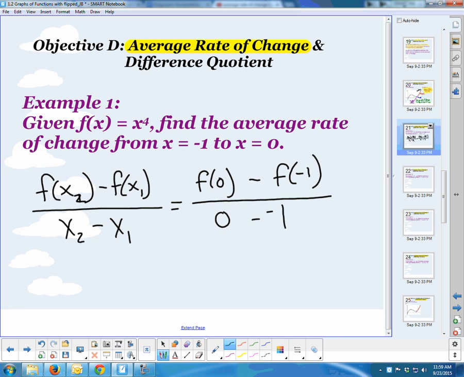It's going back to function evaluation, being able to put something into a function and simplify it. F of 0, well, our function is f of x equals x to the 4th. So f of 0 will be 0 to the 4th minus f of negative 1, which will be negative 1 to the fourth, over, and the 0 minus negative 1, I'm going to rewrite as a 0 plus 1 to make it easier to work with.